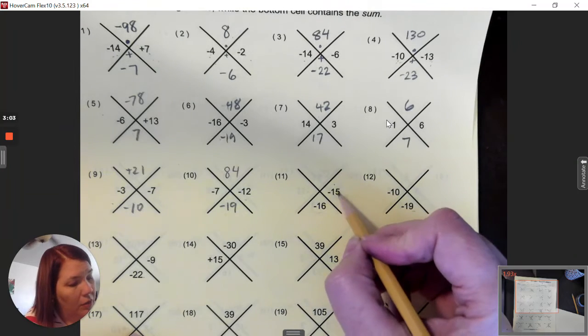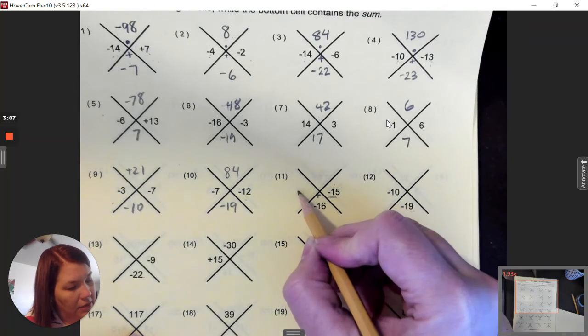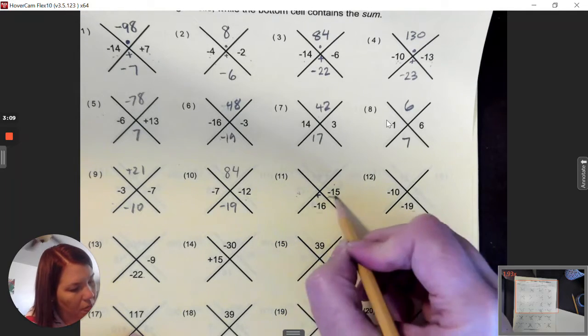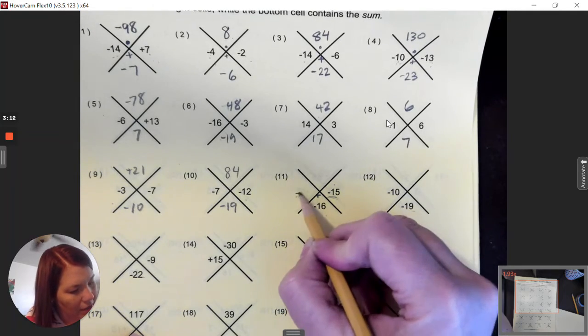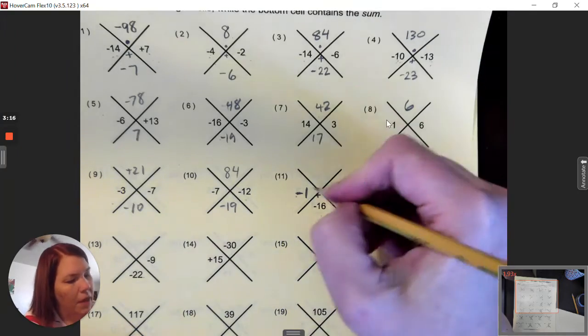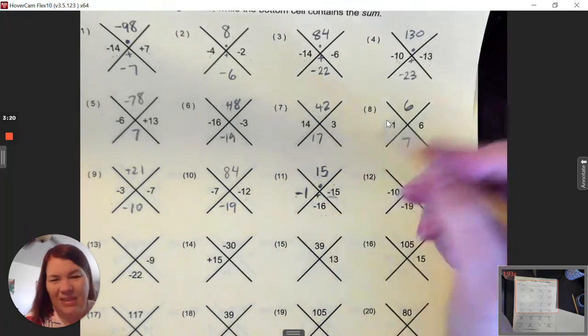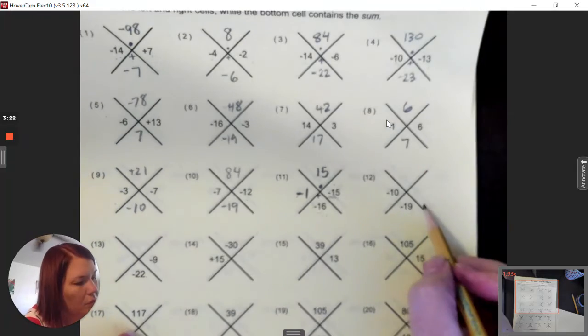So I know that I add negative 15 to some number and get negative 16. So what do I add to that? Oh, that's negative 1 that I would add to negative 15 to get negative 16. And so then when I multiply them, I'll get positive 15. So I find the missing side first. And so the other two are the same way.